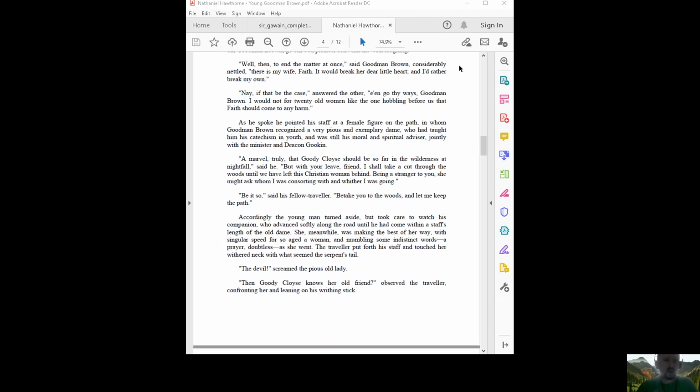"Well, then, to end the matter at once," said Goodman Brown, considerably nettled, "there is my wife, Faith. It would break her dear little heart, and I'd rather break my own."